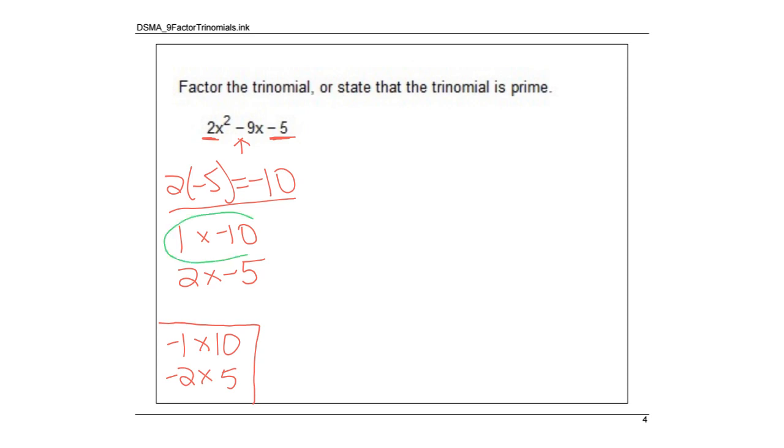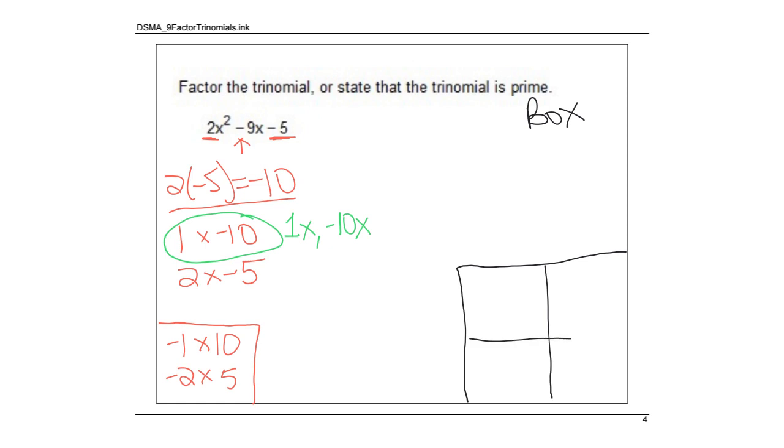Looks like this one's going to work because I would get a 1x and a negative 10x. So if I add those two together, I would get the negative 9x that I need in the middle. So let's do our box over here. All right, so I have 2x squared, first term here, last term here, and then I'm going to put in the 1x and the negative 10x. Does not matter which way I do it.